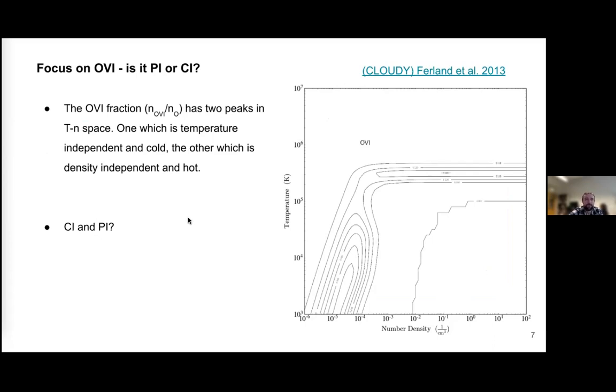And so there's two peaks on this graph. We can call them the collisional ionization peak and the photoionization peak, because one of them is temperature independent and cold. That's this one. So going up and down doesn't change much with temperature. It changes a little bit, but it changes faster with density, like this way. And the other one is density independent and hot. So it doesn't change at all left to right, but it changes a lot up and down. And so we can just say, okay, that's our collisional ionization peak and our photoionization peak.